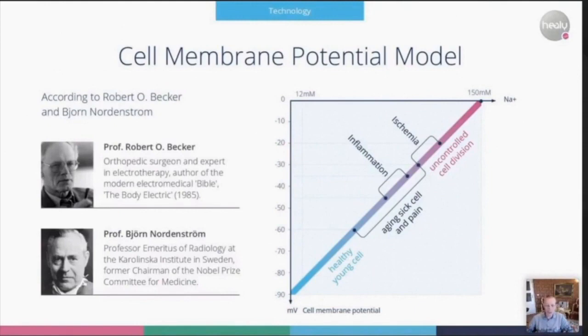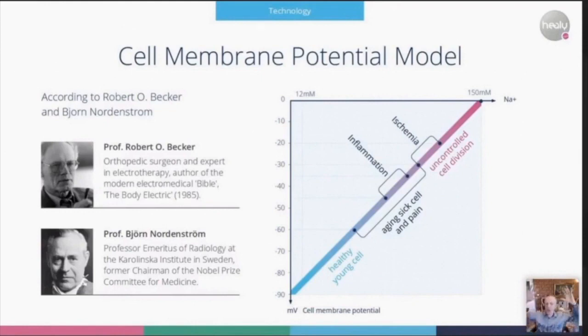And between minus 60 and minus 30 millivolt, we have the cell which starts to age, which develops symptoms of sickness and starts to cause pain. So this is a gradual process which starts with a young and healthy cell, and through a gradual process goes until 0 millivolt, which actually means that the cell is dying. And here we have areas where inflammation or ischemic situations or pains are predominant.